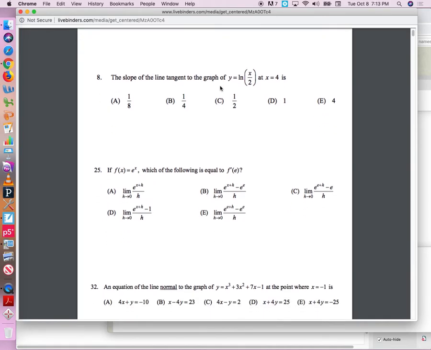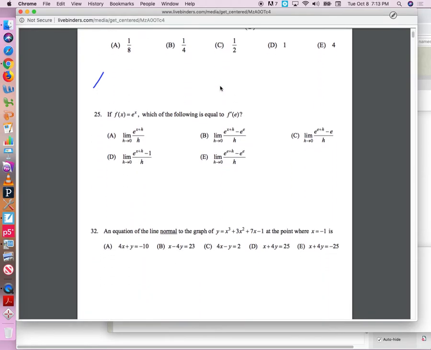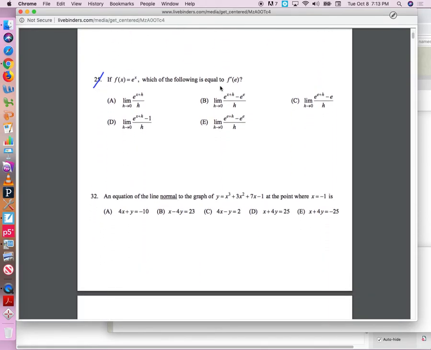So let me see if I can write on this. Yeah. So don't study 8. Okay, don't study 25, even though you probably should be able to do that. Let's look at this. The derivative would be f of x plus h minus f of x over h. And it would be, they've taken the derivative and filled in e.